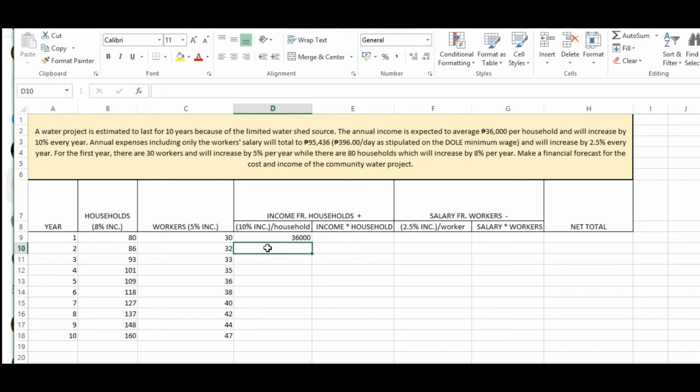And para makuha natin yung 10% increase every year is that we're gonna click that one and then plus, we'll add that 36,000. So let's click that again and then we'll multiply by 0.1, not 0.01 since it is 1% only. And the increase according to the problem is 10%. Ayan. And we'll drag this again. So it's so simple in this Excel.